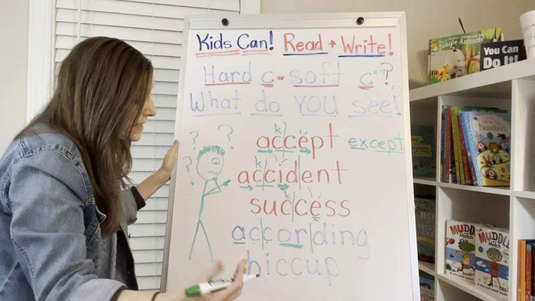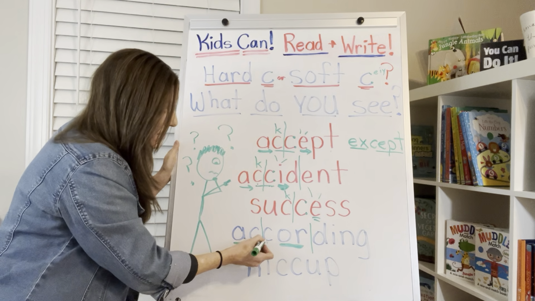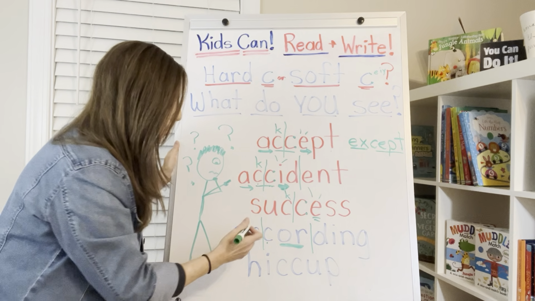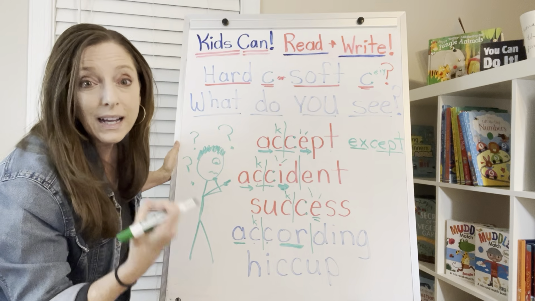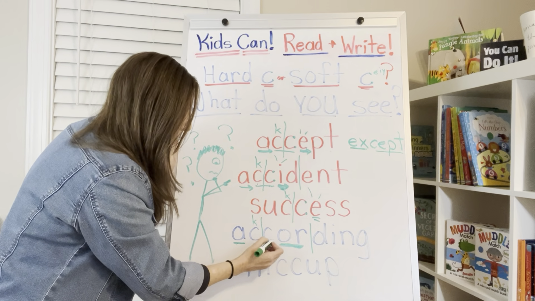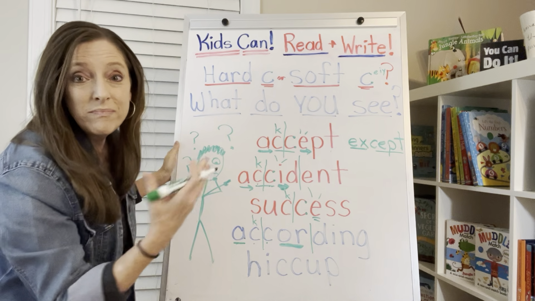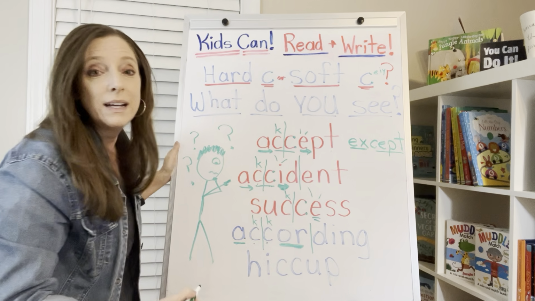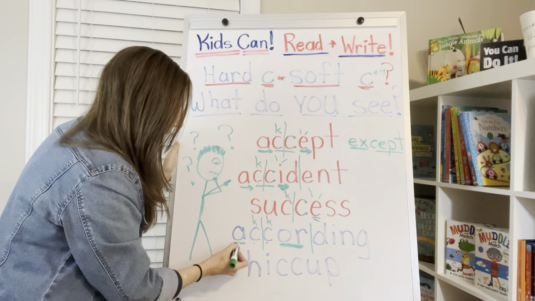But if we don't see that, we can still use our same rule. Is this C touching an E, I, or a Y? No. So it's going to sound like the hard C sound. K. And what about this one? Is this C touching an E, I, or Y? No. So it is also going to sound like the K sound. Okay? So here we go. We're going to read it.